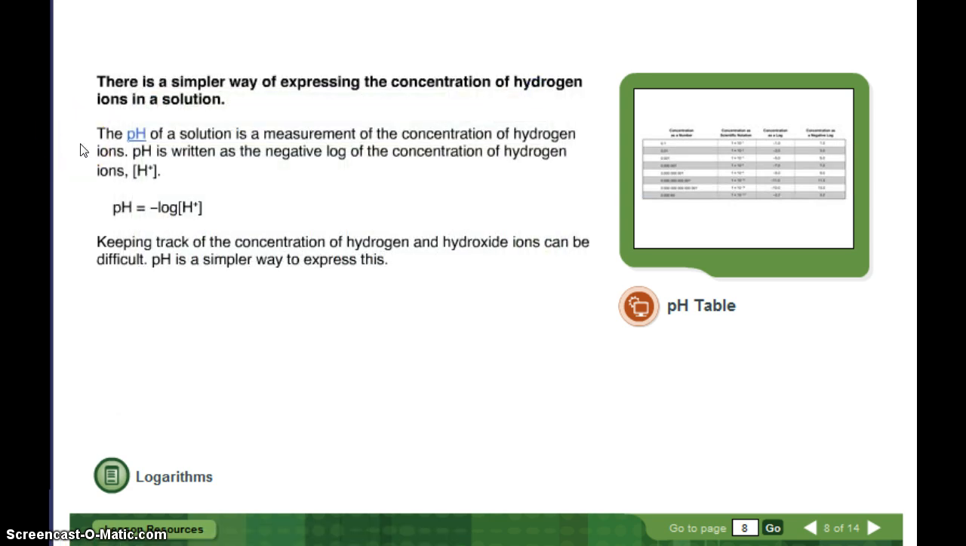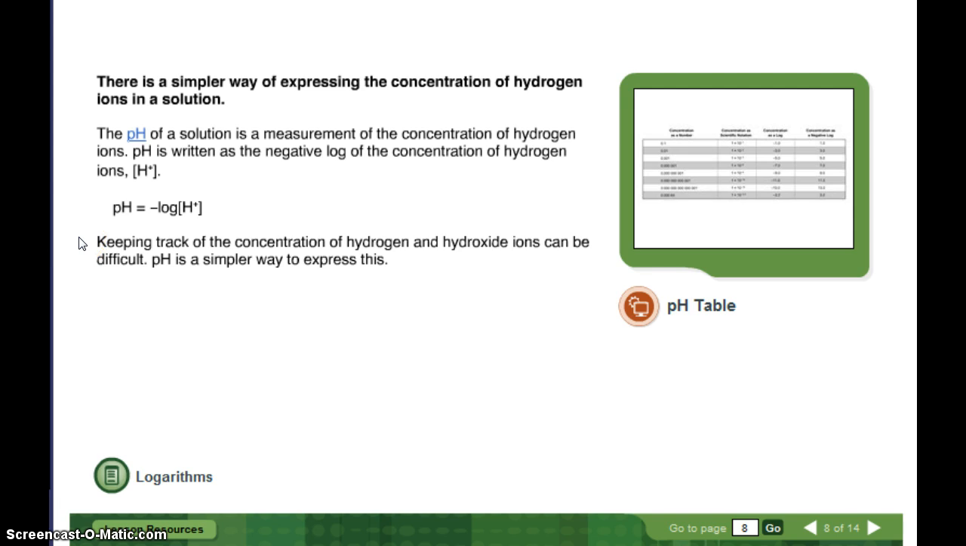The pH of a solution is a measurement of the concentration of hydrogen ions. pH is written as the negative log of the concentration of hydrogen ions. In other words, pH equals negative log of the concentration of hydrogen ions. So if you look at your scientific calculator, you may see that there is a button labeled log, and that's what it's talking about. It's talking about the logarithmic scale, which you may have talked about in math class. If you haven't, that's okay. We'll cover what you need to for this class.